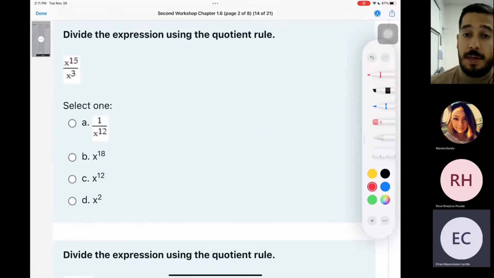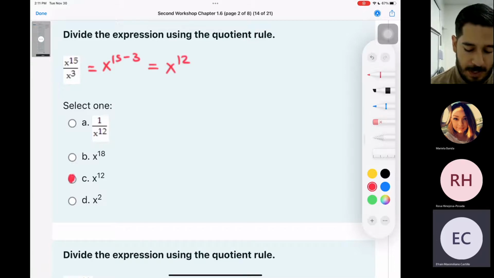Okay, same thing. It is really tempting to do the division of 15 over 3. Those are not coefficients or big numbers. So you have to do the rules of exponents like we've been doing. And in this case, if we are dividing x's, that means that we have to subtract exponents again. Okay, so 15 minus 3, that is x to the power of 12.